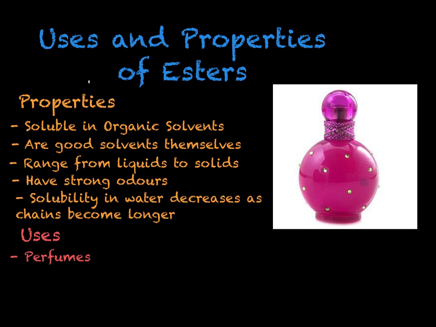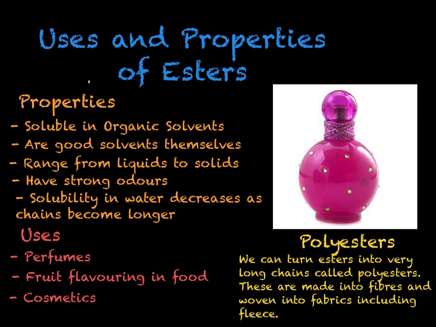Most importantly, esters are non-toxic, which is helpful not only for making them into perfumes, but also for using them as fruit flavourings in cooking ingredients or for uses in cosmetics. Esters can also be used in order to make clothes. This is done by making them into very long chains which contain thousands of esters joined together. This turns them into polyesters. The chains are made into fibres and woven into fabrics. For example, fleece. This means that we can recycle plastic bottles in order to make fleece clothing.